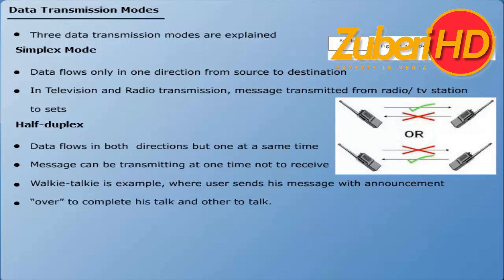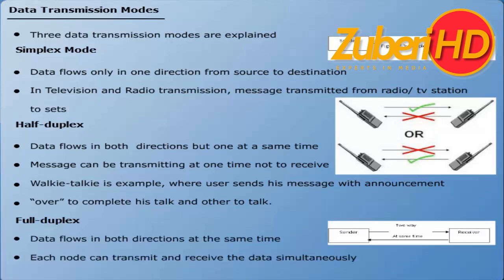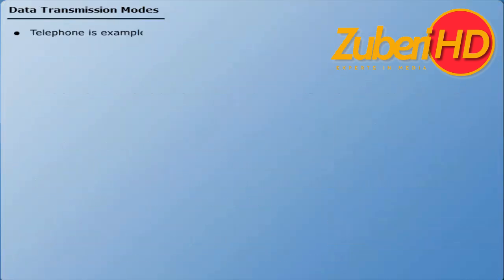Full duplex. In full duplex, the data flows in both directions at the same time. Each node can thus transmit and receive the data simultaneously. Telephones are common examples of full duplex devices. They allow both users to hear each other and talk at the same time.